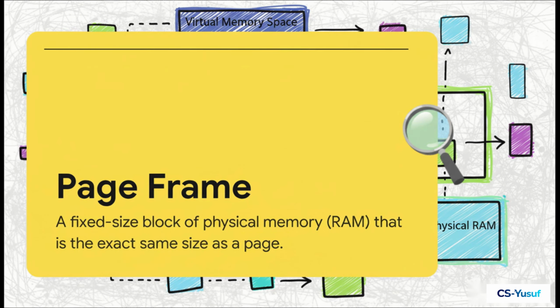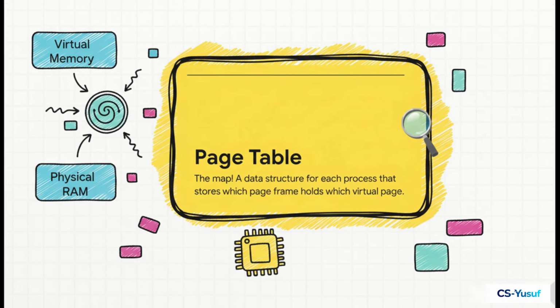Next, the OS looks at your actual physical RAM and does the exact same thing. It carves the entire stick of RAM into chunks of the very same size. And these physical slots are called page frames. So you've got virtual pages and physical page frames, and they are a perfect one-to-one match in size. Now, to connect these two worlds, the OS needs a map. And for every single program you're running, it keeps a special data structure called a page table. You can just think of it as a translator's dictionary or a GPS. Its whole job is to answer one simple question: Hey, for this virtual page, which physical page frame is it in?